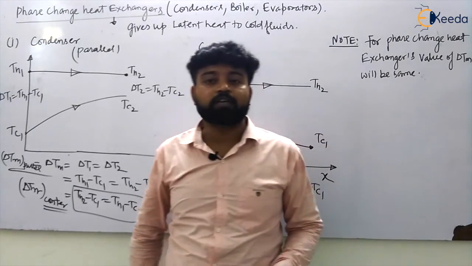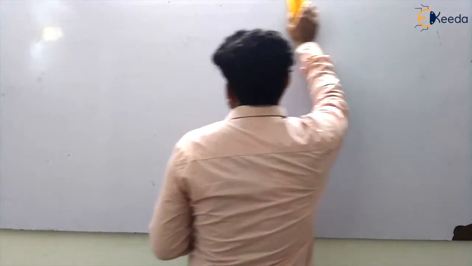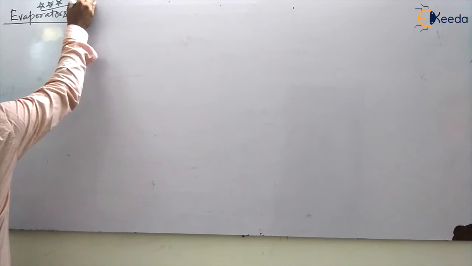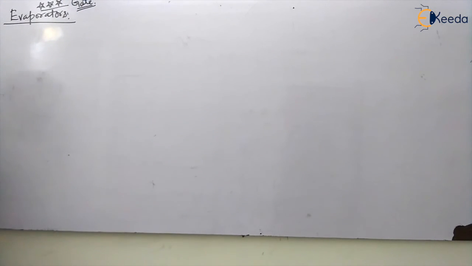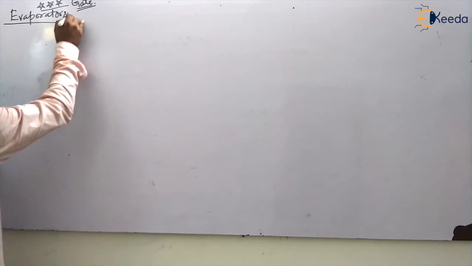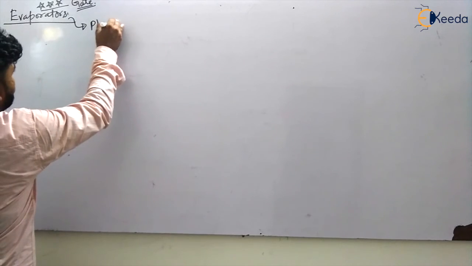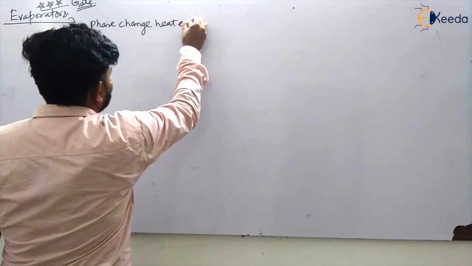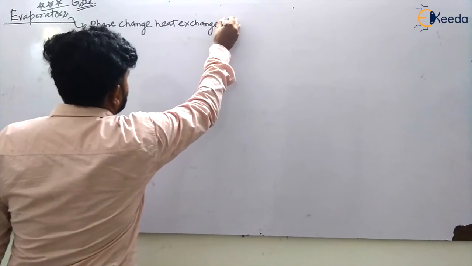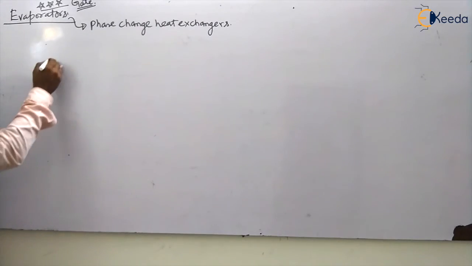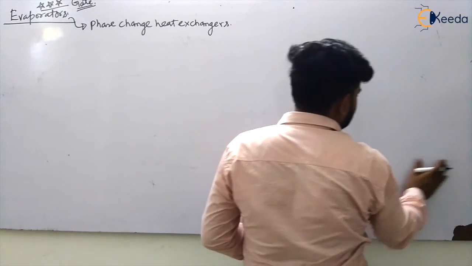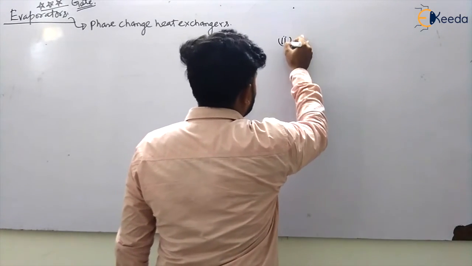If we see for evaporator, then let us see for evaporators, my dear students, and that is important for your GATE. That's why I am taking it last. Now let us see for evaporators. What will be the phase change? These are phase change heat exchangers. So let us start from here. If there are phase change heat exchangers, let us see second for counter flow.